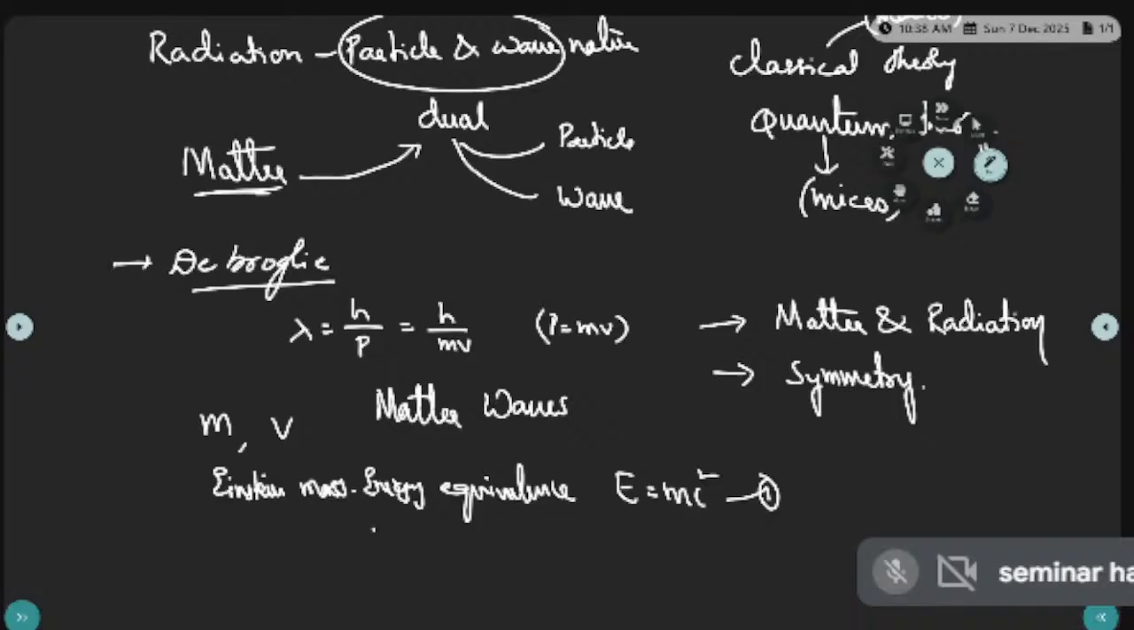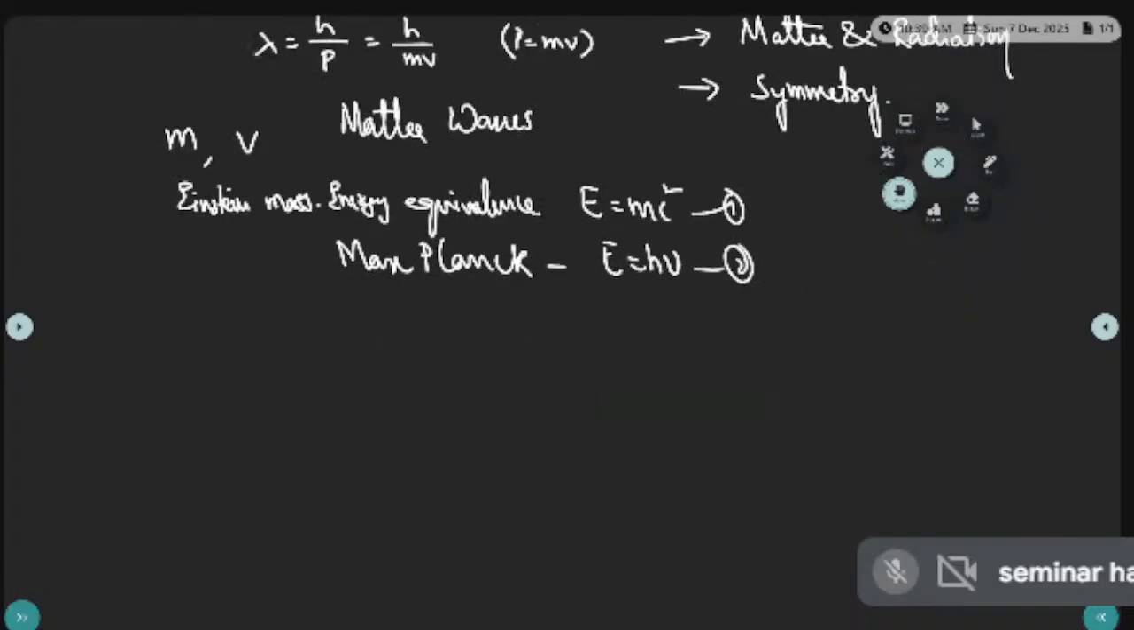Next, according to Max Planck, energy is equal to h nu. Now tell me, from equations 1 and 2, both the equations are representing energy, are they not? Therefore, what can I write now? mc square is equal to h nu.